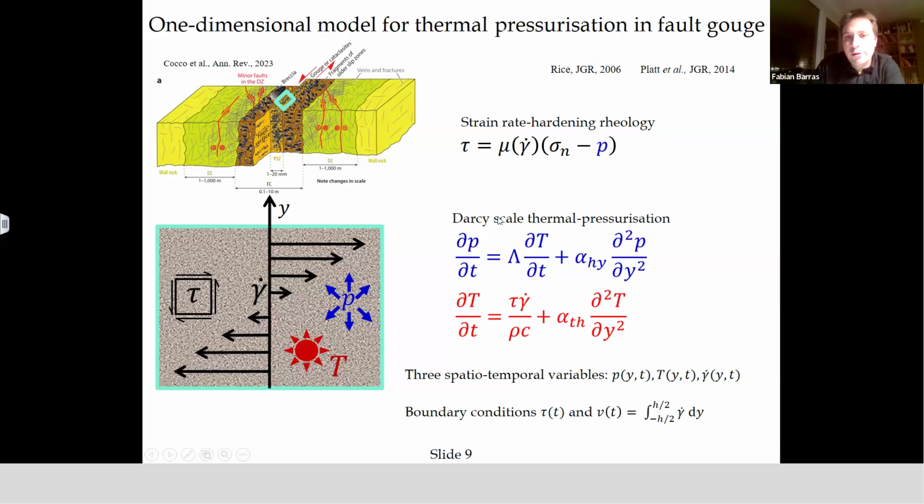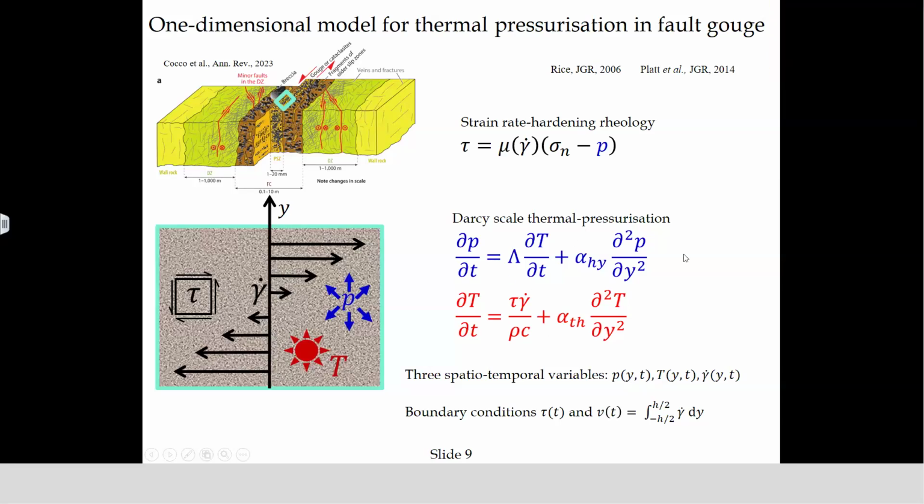And how pressure evolves is via this coupled diffusion equation that relates pressure and temperature. So that's a well-established model to model thermal pressurization in the context of earthquakes. As you shear, you produce some heat, and this heat increases the pore pressure inside the gouge just by the difference in the thermal expansivity of the pore fluid and the solid matrix. And you have this thermal pressurization term that couples this.